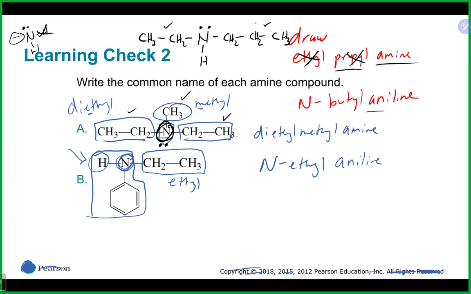Coming here to aniline, which again is our benzene ring with our nitrogen. Same idea here: N-butyl means that attached to the nitrogen is a 4-carbon group.